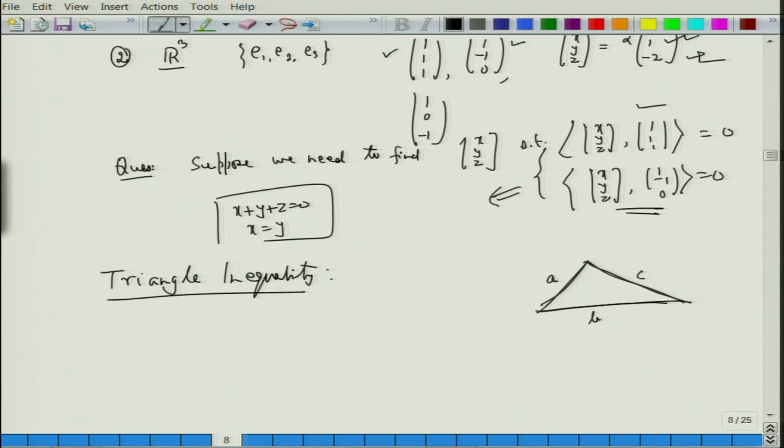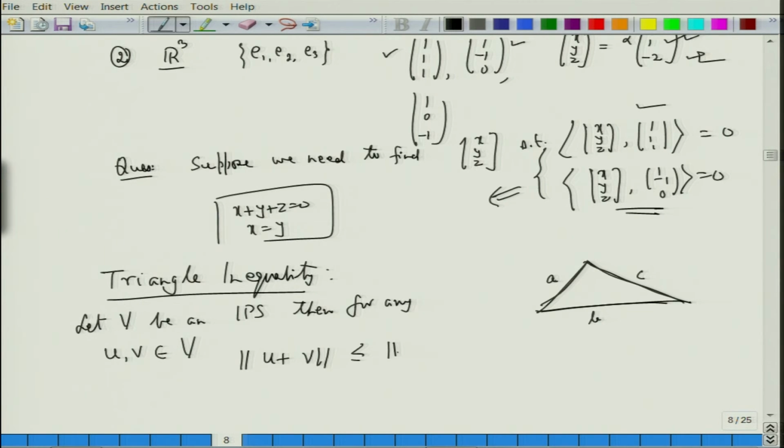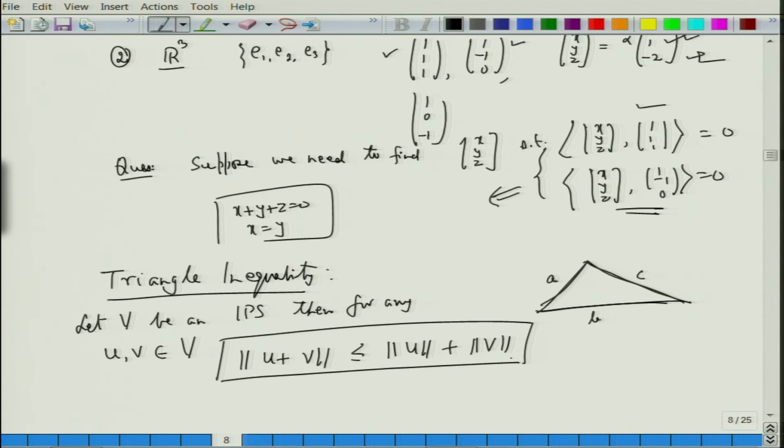Fine. So in terms of our vector space, it turns out that if V is an inner product space, then for any u, v belonging to V, length of u plus v is less than or equal to length of u plus length of v. This is what the triangle inequality is.